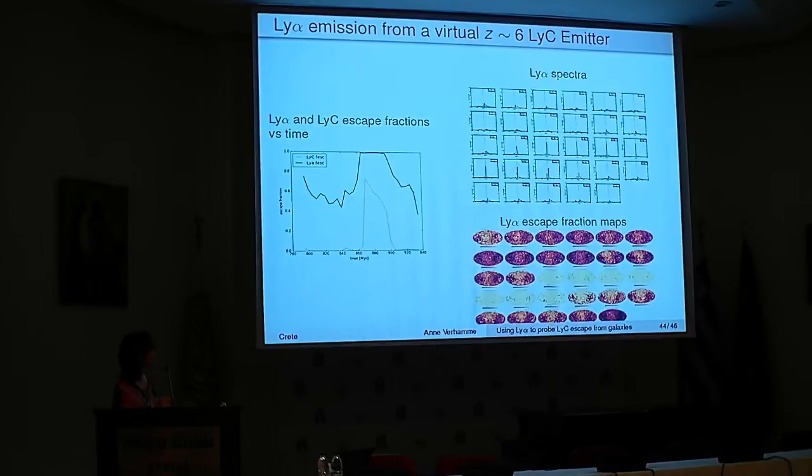And this is like a movie of the line profiles, and all sky maps of the direction of Lyman alpha escape. When the galaxy is starting to emit ionizing radiation, it seems that the Lyman alpha escape is less homogeneous when the galaxy is not a Lyman continuum leaker than when it is a Lyman continuum leaker, then Lyman alpha can escape from every direction.